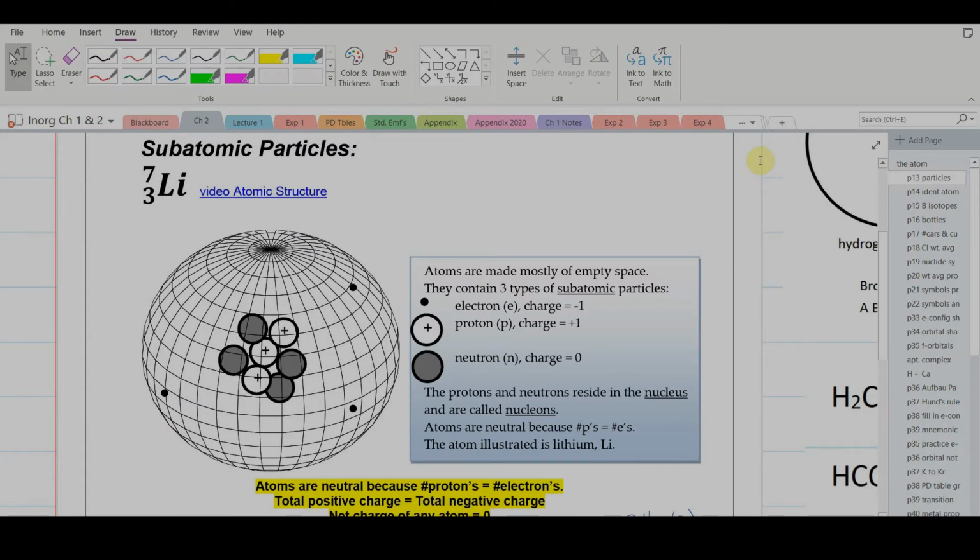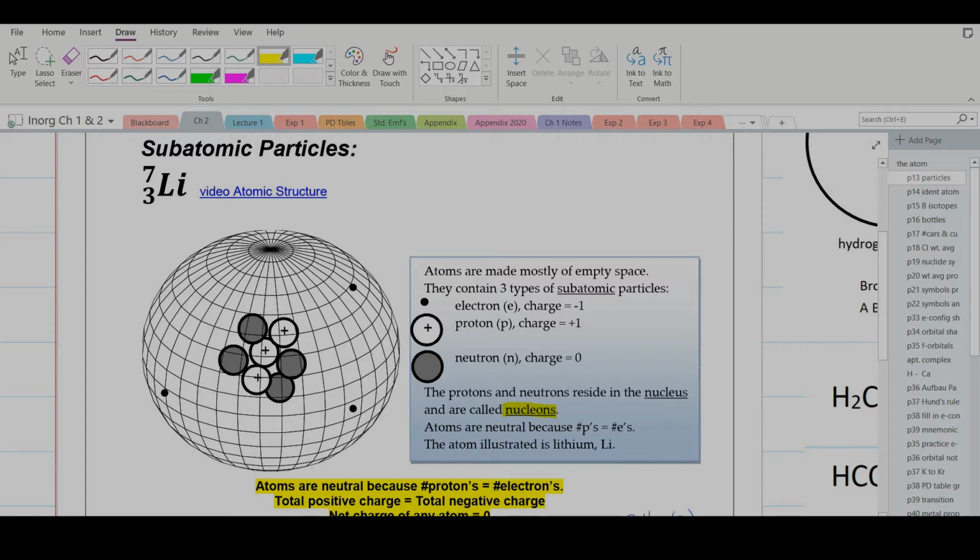So I know that much of this will be review, but nevertheless I want to go over it. So we know that atoms are made mostly of empty space, but they contain 3 types of subatomic particles: electrons, symbol is E, charge is -1; protons with a symbol P and charge of +1; neutrons with no charge and symbol N. And the protons and neutrons reside in the nucleus, so they're referred to as nucleons.